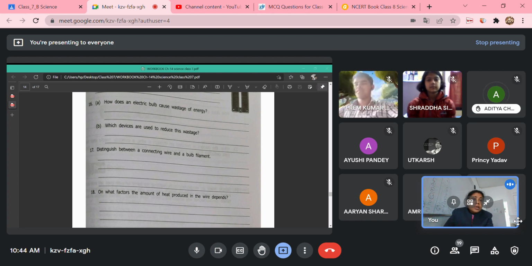Silver is the best conductor. Who is the best conductor? That is silver, okay? But it is very costly. So we use copper instead of silver. Otherwise, if silver was not costly, we could use silver. It is much better than copper.